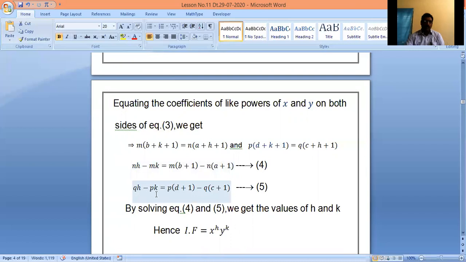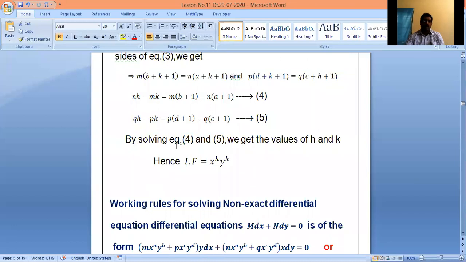qh minus pk is equal to p into d plus 1 minus q into c plus 1. Let this equation be 5. By solving equations 4 and 5, we get the values of h and k. Hence, the integrating factor is x to the power of h into y to the power of k.